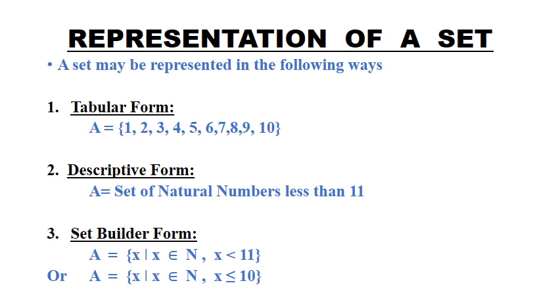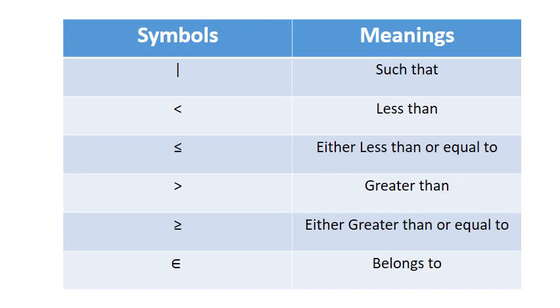Then here is a property that x belongs to N. N stands for natural numbers. After that, there is another property that x is less than 11. So you will read it as: x such that x belongs to N and x is less than 11. Or you will write it as x such that x belongs to N, x is less than or equal to 10. Here is a table of symbols with their meanings which are used in the set builder form, as you can read it or learn it.